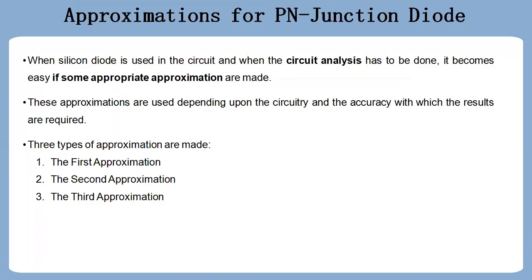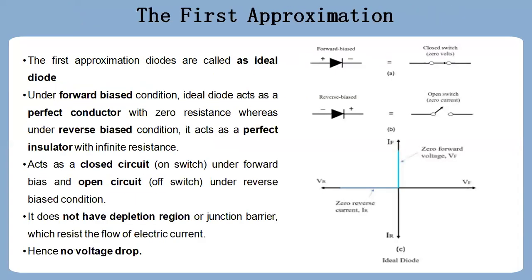There are three different types of approximation, that is first approximation, second approximation, and third approximation. Based on what type of accuracy we need, we can use any of these three approximations. Starting with our first approximation, here our diode is considered as an ideal diode.